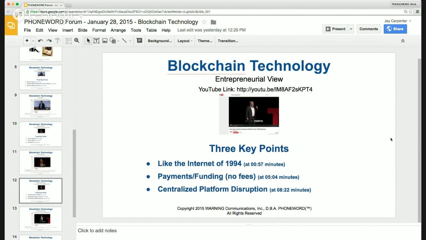The other part is he mentions 5 minutes and 4 seconds into this that one of the areas of application for blockchain is in payments as well as funding. And he cites some rather astonishing reports of funding that's occurred. And this seems to be more and more a phenomenon that's occurring more and more frequently. Ethereum, for example, the company that was talked about in the December PhoneWord forum, which is about a year old, which is building a smart blockchain platform, somewhere around the middle of last year raised $18.4 million in what they call a crowd sale.